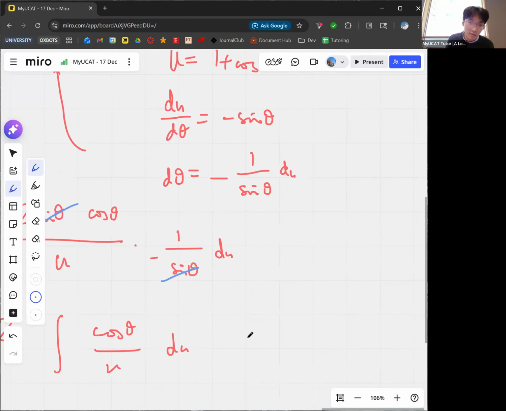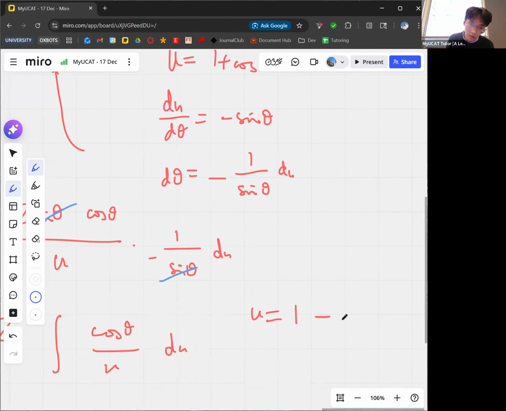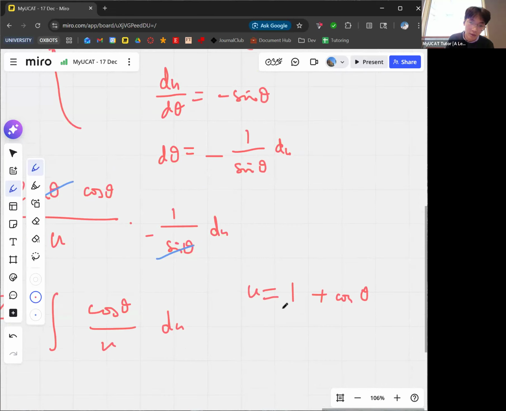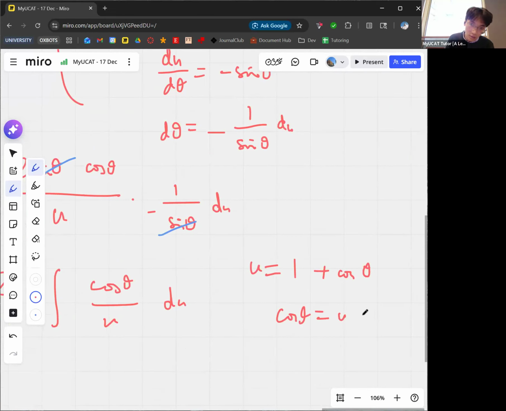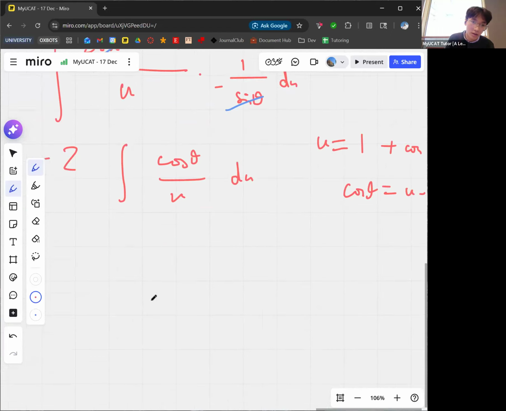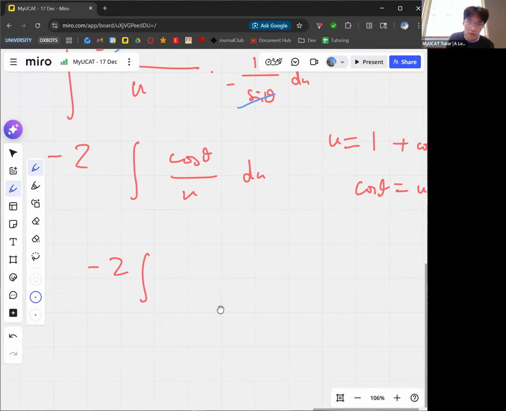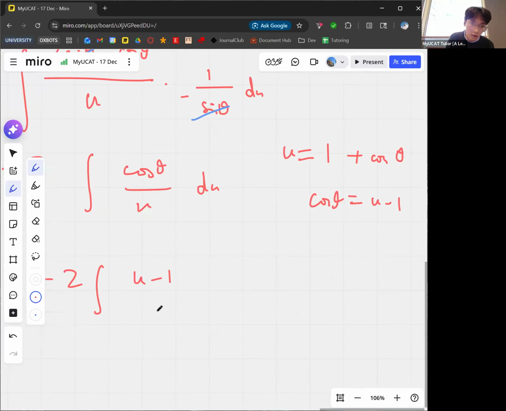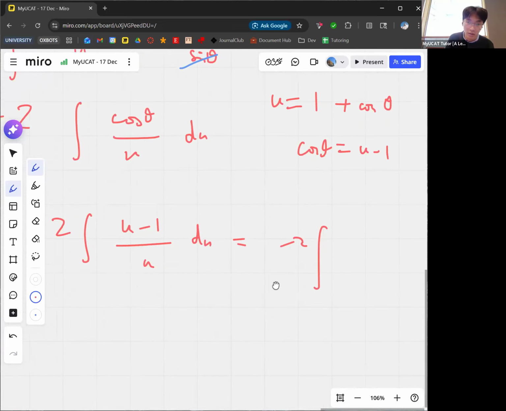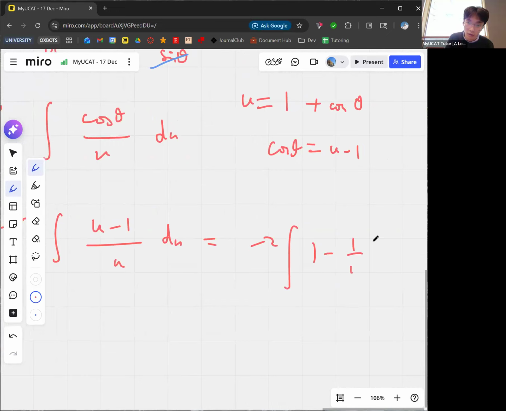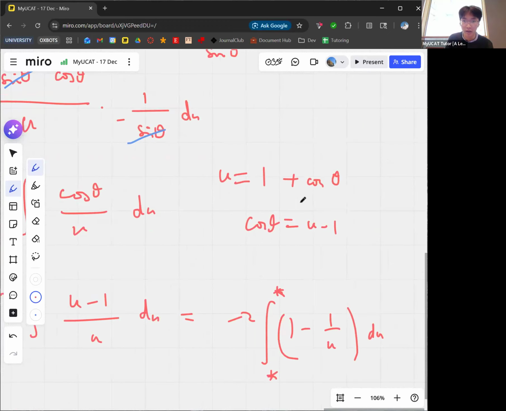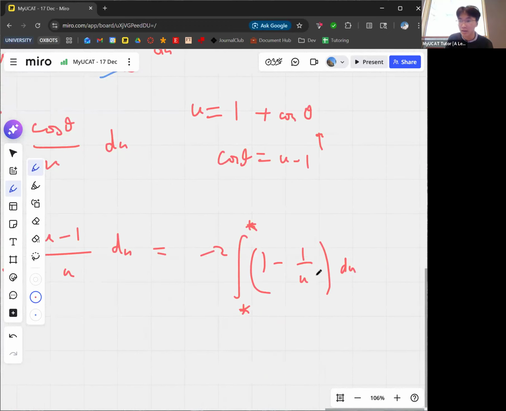And this is nice because if I know that u equals 1 plus cos theta, then cos theta is just u minus 1. So I get this, and it becomes minus 2 integral of u minus 1 over u du, which is minus 2 integral of 1 minus 1 over u du. Obviously, work out what your limits are here by plugging into this equation, and you can do this.